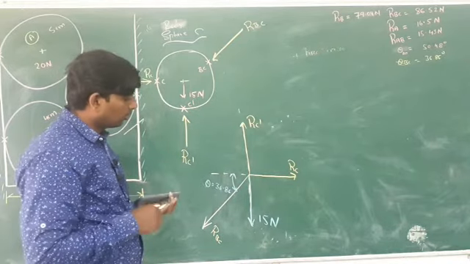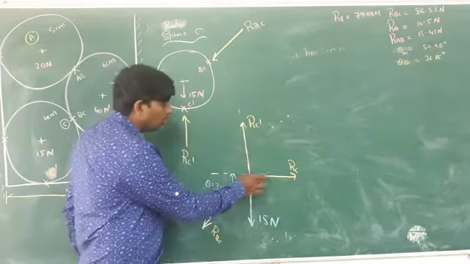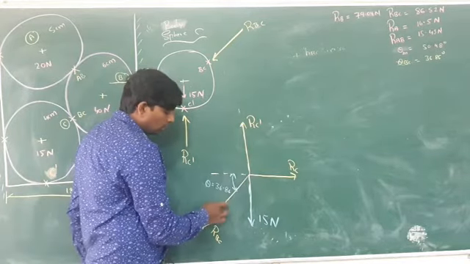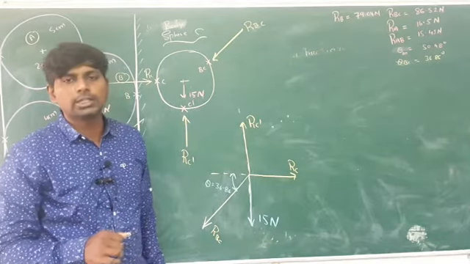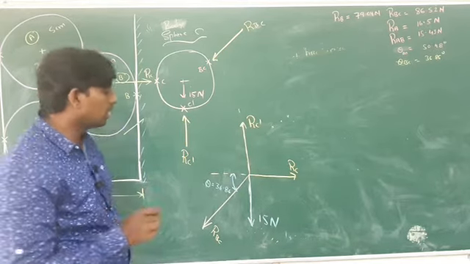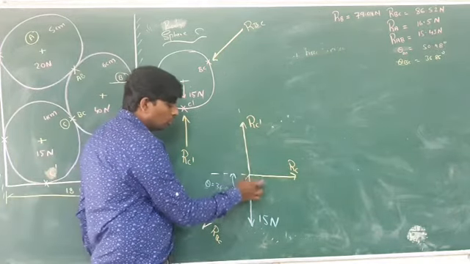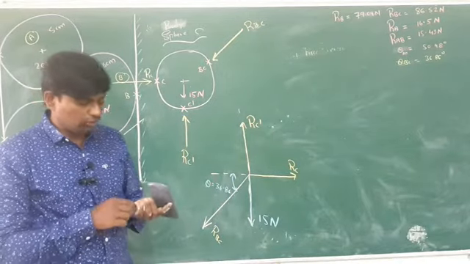As you can see in this problem, how many forces are there? 1, 2, 3, 4. Whenever 4 forces are there, it is impossible to apply Lami's theorem. You can't apply Lami's theorem here, because there are 4 forces. So whenever 4 forces are there, you have to go for the resolution.